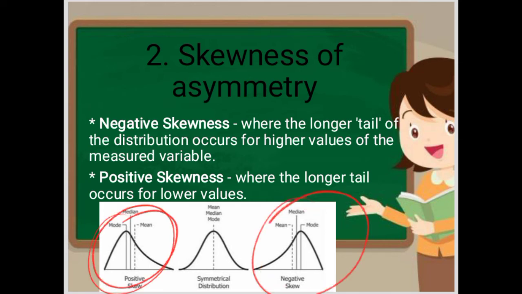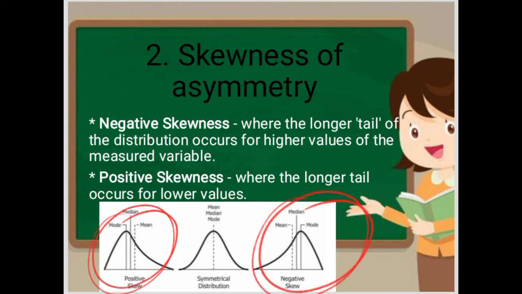A distribution is skewed if it is not symmetrical, meaning that the mean, median, and mode are not equal. Positive skewness is where the longer tail of the distribution occurs for higher values of the measured variable. When we say negative skewness, the longer tail occurs for lower values. If the scores are pulled towards the right due to the presence of more high extreme scores, then it is a negatively skewed distribution. And if the scores are pulled towards the left because of the presence of more low extreme scores, this is positive.